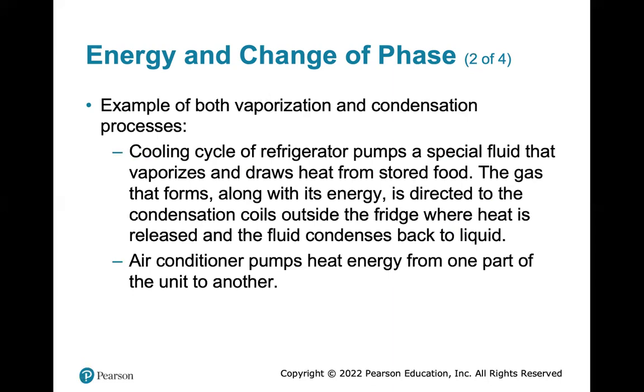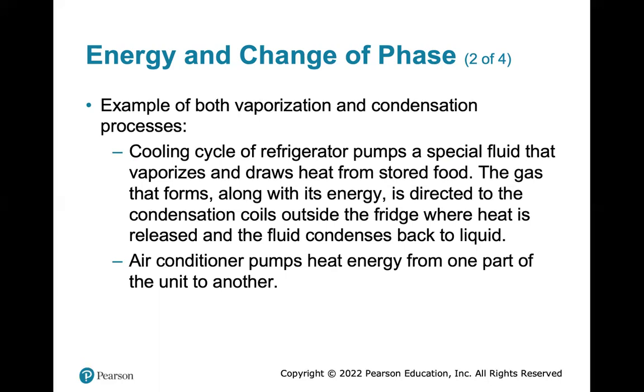Some examples: the cooling cycle of refrigerator pumps a special fluid that vaporizes and draws heat from the stored food. The gas that forms, along with its energy, is directed to the condensation coils outside the refrigerator where heat is released and the fluid condenses back to a liquid. You feel the condenser coils. A lot of times in the back of your refrigerator, you'll feel the heat from the coils. It's taking heat from the refrigerator and throwing it to the outside.